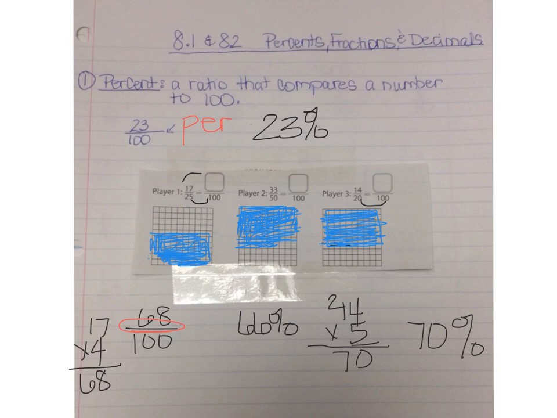Okay, so that's just the modeling. We're going to do a few more different things, but I just wanted to show you on a grid what that would look like, how many squares you would color in. All right, so let's move on to the next one.